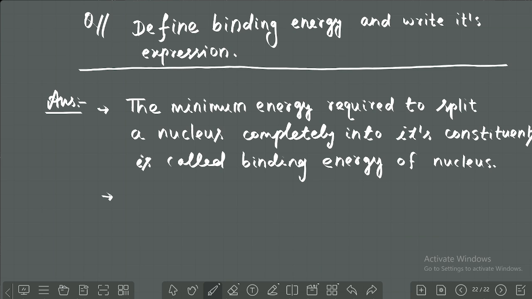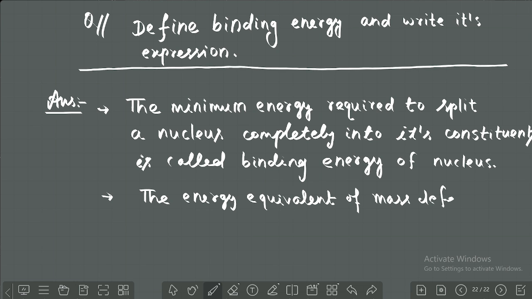Another point, remember, the energy equivalent of mass defect is known as binding energy. The energy equivalent of mass defect is known as binding energy. That also you can write. The next expression we will write. What is its expression? Now binding energy.